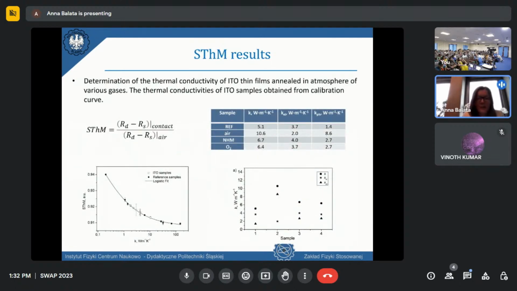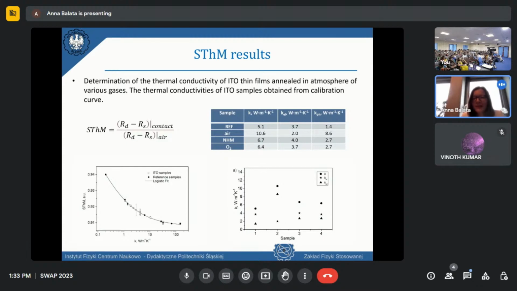Then we also measured thermal conductivity of these layers applying scanning thermal microscopy. Here in this graph, we can see thermal signal as a function of thermal conductivity. This is the so-called calibration curve to calibrate our probe. So we measured the signal for reference material with well-defined thermal properties. This is the curve with black dots. And then we measured indium tin oxide layers, and the experimental results are in the form of white squares on this graph.